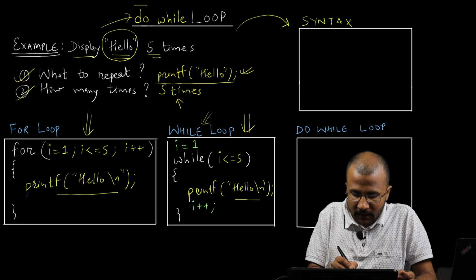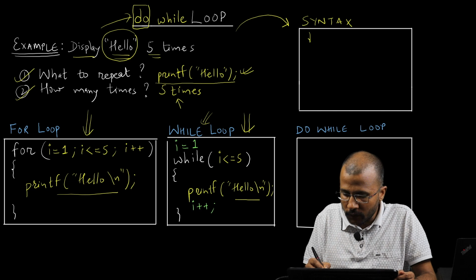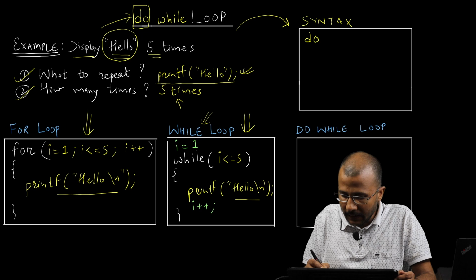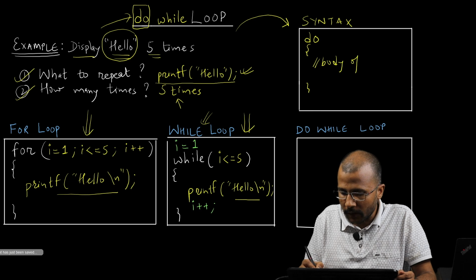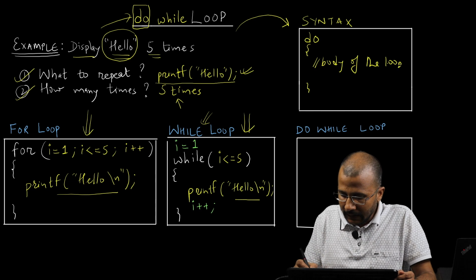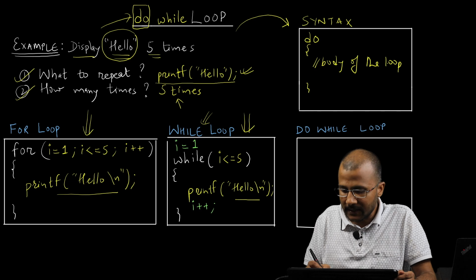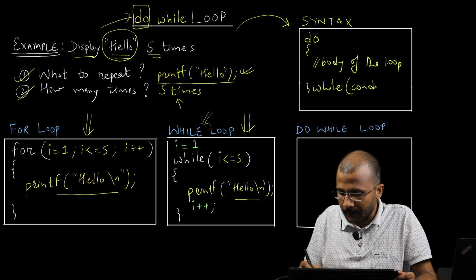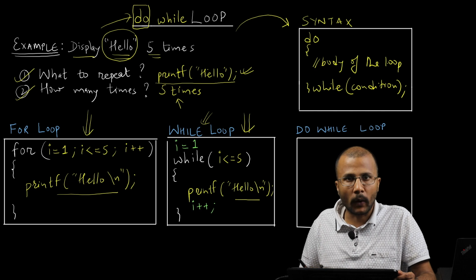As the name suggests, in do while there is a keyword called do. So you first of all start by writing do, and then open the braces. Now you can write a statement here or multiple statements here. Whatever you write here becomes the body of the loop. First you write the body of the loop, and then after you close this brace, you write while here, and then in the parenthesis you give the condition. This is your syntax for do while loop.